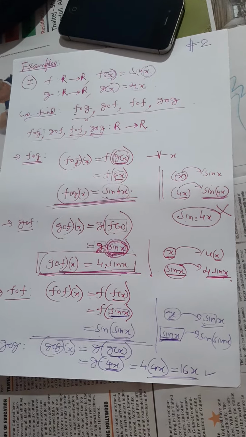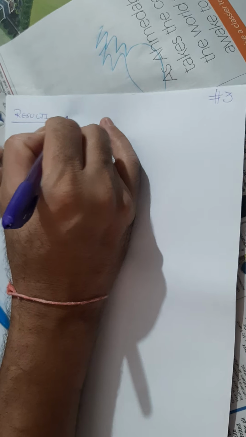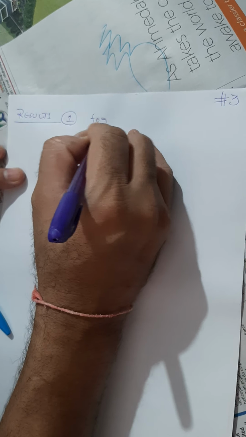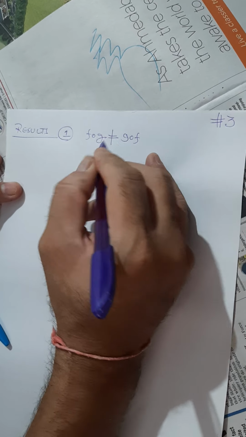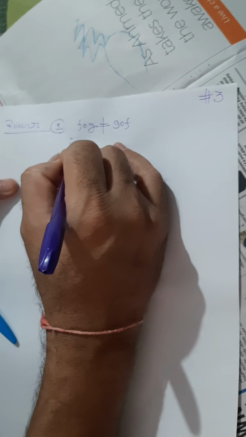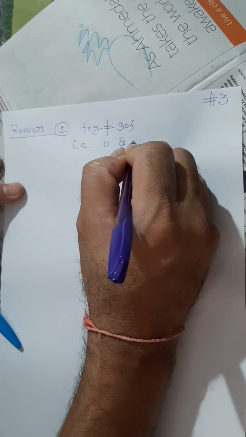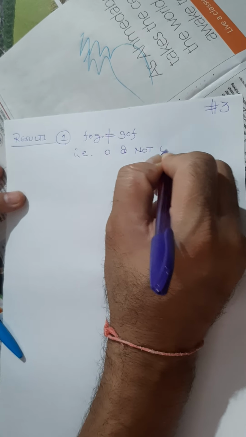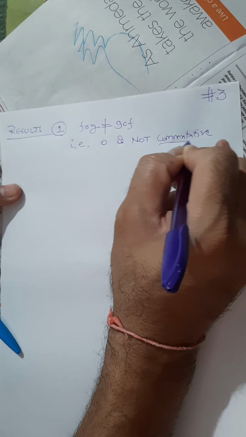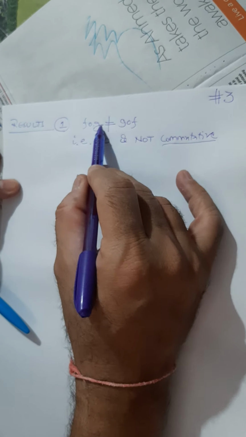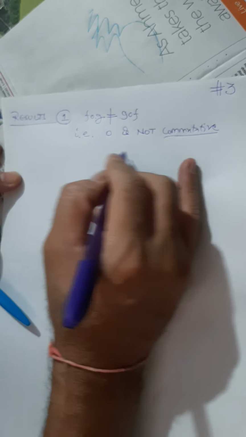Now we still state two important results about this composition. The first one is, if I find f o g and if I find g o f, these two need not be equal every time. That means what I'm trying to tell you is composition is not commutative. Not commutative, if you remember matrices. In matrices you had the same thing: A into B need not be same as B into A.